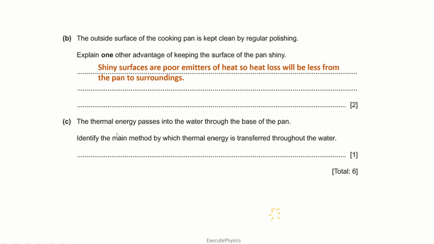That's it. Then the next question: the thermal energy passes into the water through the base of the pan. Identify the main method by which thermal energy is transferred through the water. So when the base of the pan is heated, the water molecules at the bottom of the pan get heated up. As they get heated up, they rise up. The energy is transferred to lower energy particles, and it goes on. So what is this method? Convection. I hope it is clear to you.